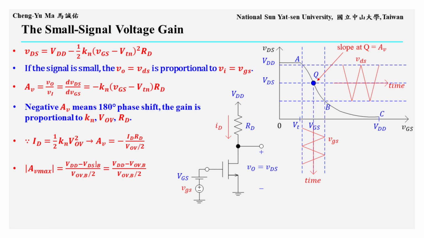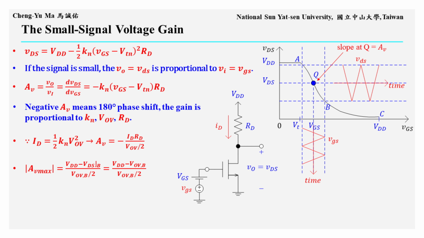The negative sign means the input and output signals have a 180-degree phase shift. The gain is proportional to Kn, VOV, and RD. Since ID equals 1/2 Kn VOV squared, the gain can also be written as negative ID times RD divided by VOV over 2. The maximum magnitude of AV occurs near point B, where ID times RD is largest.